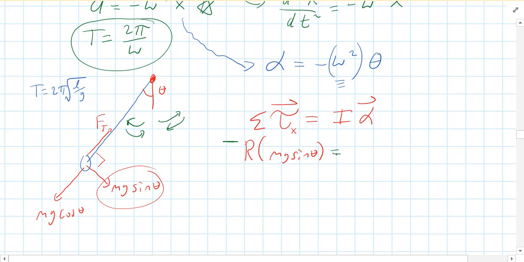Now, it's a pendulum bob. What's the moment of inertia? Well, it's simply mr squared and then alpha. Okay, so we can do a little tidying up here. One of the r's drops out, right? And the m drops out. So as you learned last year, the mass of the pendulum bob doesn't matter.